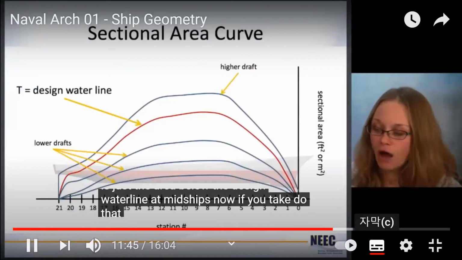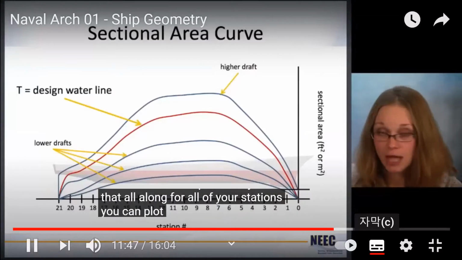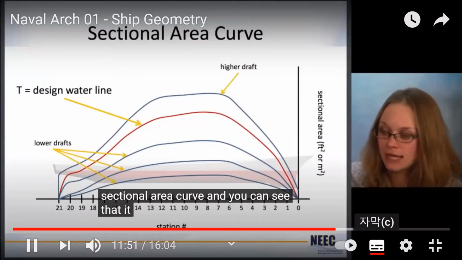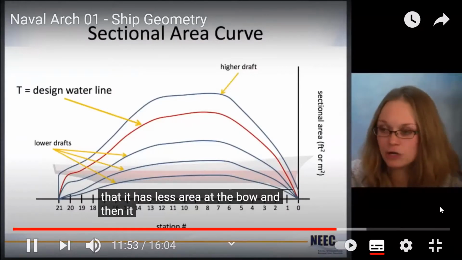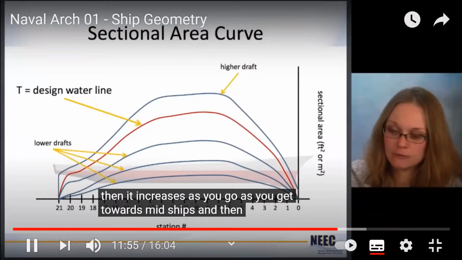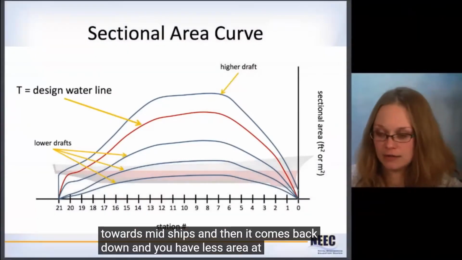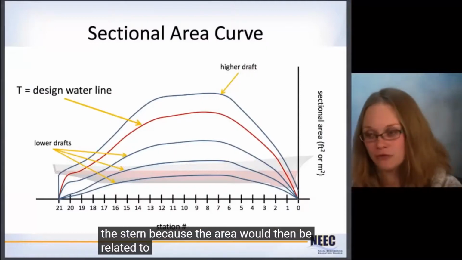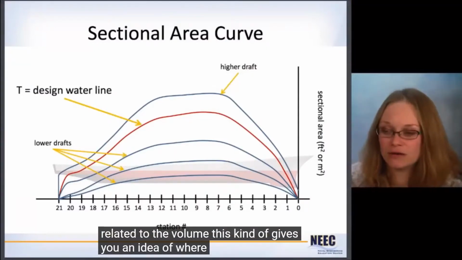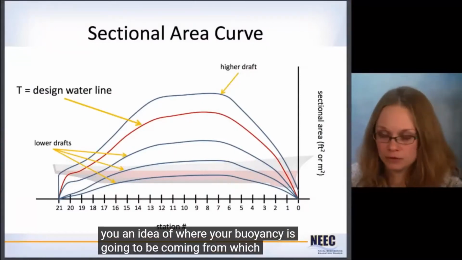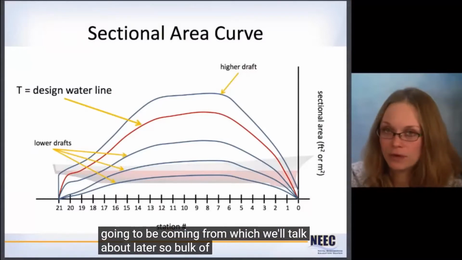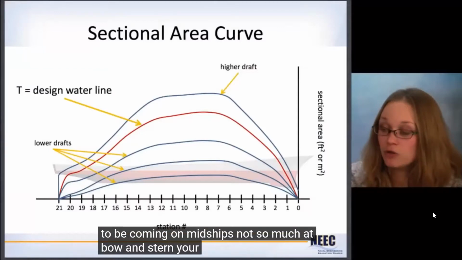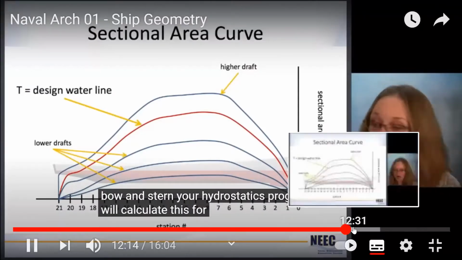Now, if you do that all along for all of your stations, you can plot the sectional areas on the sectional area curve, and you can see that it has less area at the bow, and then it increases as you get towards midships, and then it comes back down, and you have less area at the stern. Because the area would then be related to the volume, this kind of gives you an idea of where your buoyancy is going to be coming from, which we'll talk about later. So the bulk of buoyancy is going to be coming around midships, not so much at bow and stern. Your hydrostatics program will calculate this for you.